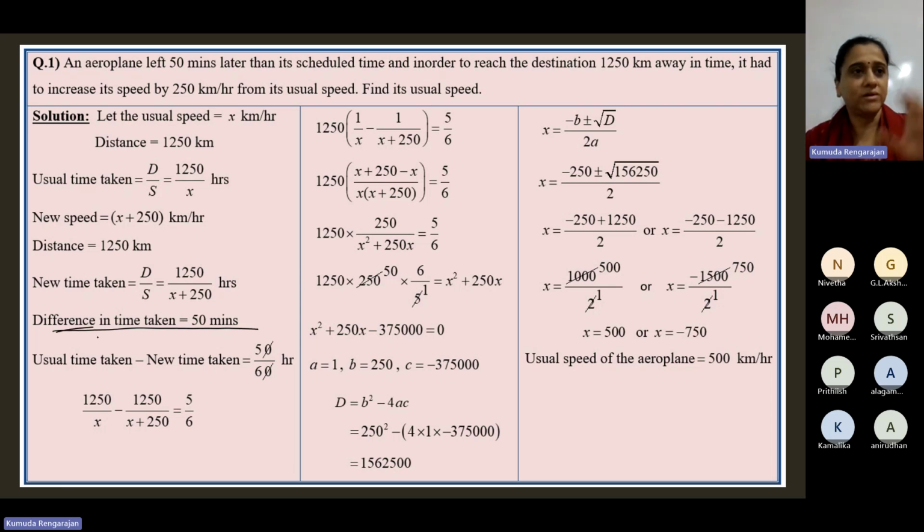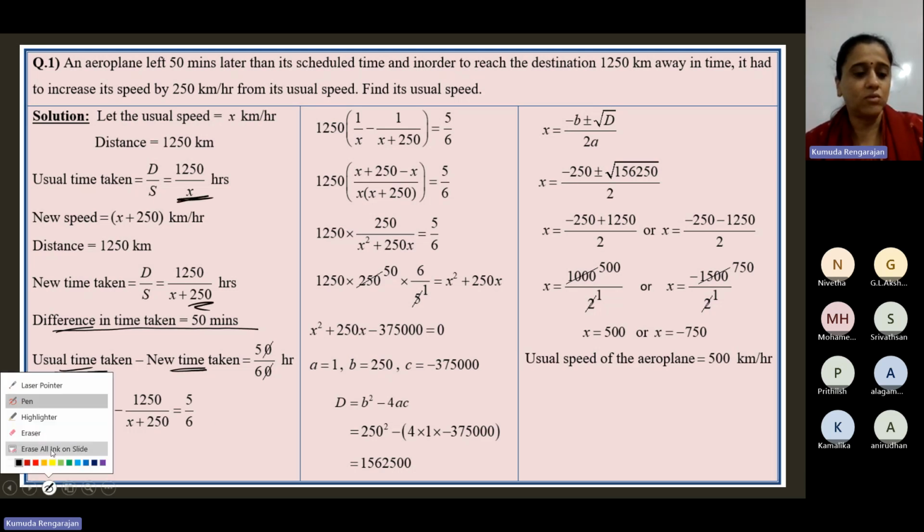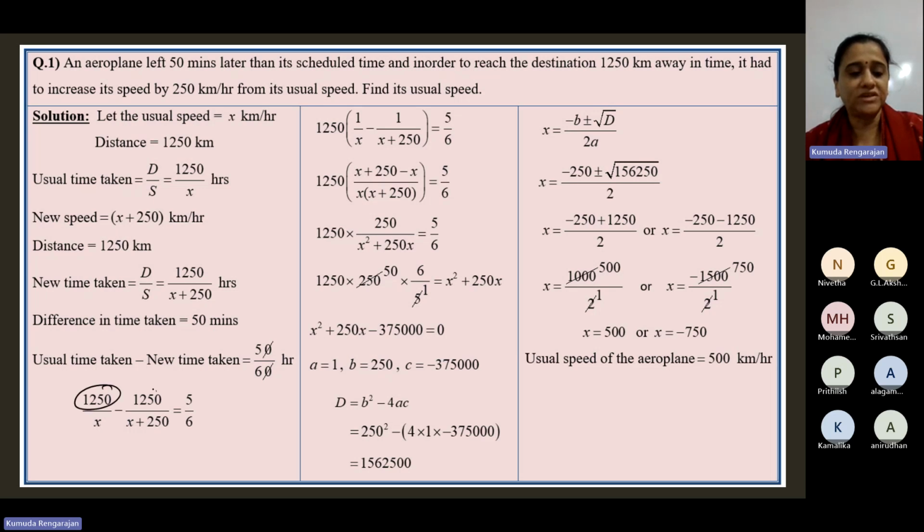And what is the difference? Something minus something. So the usual time taken minus the new time taken is equal to 5/6. Then substitute. What is the usual time taken? This one. New time taken, this one, is equal to 5/6. Then what do you do ahead? 1,250 is common in the numerator, so take out 1,250 common. Then in the bracket you have 1/x and 1/x plus 250 is equal to 5/6.